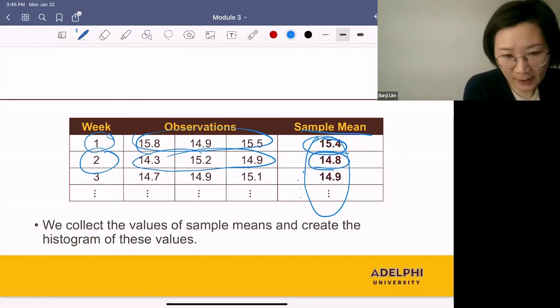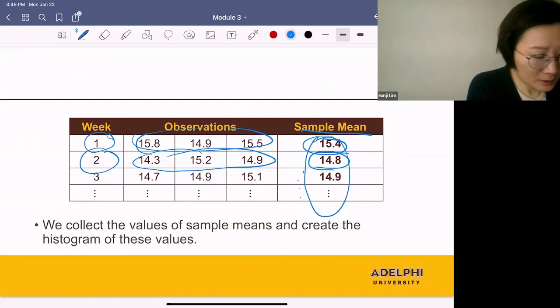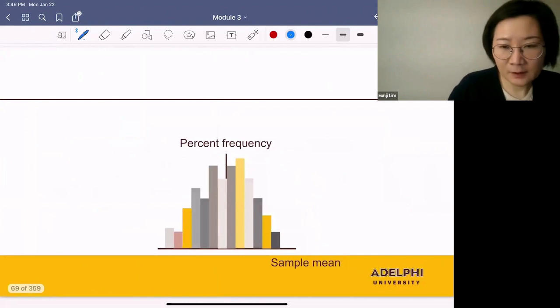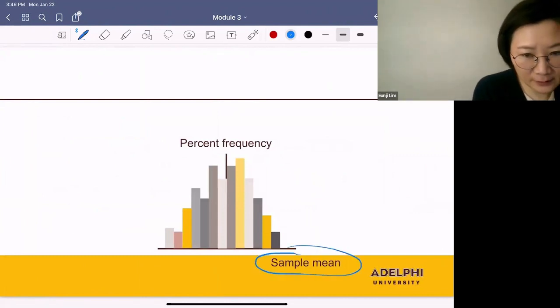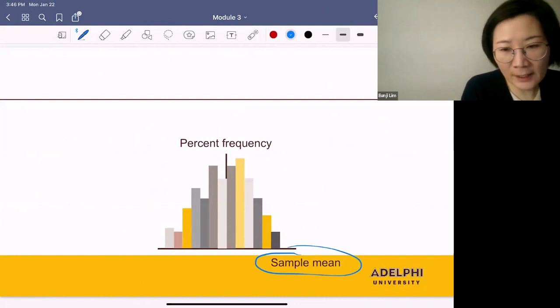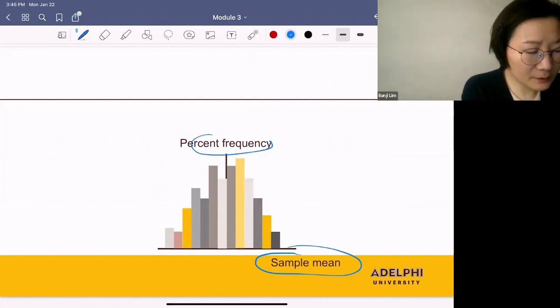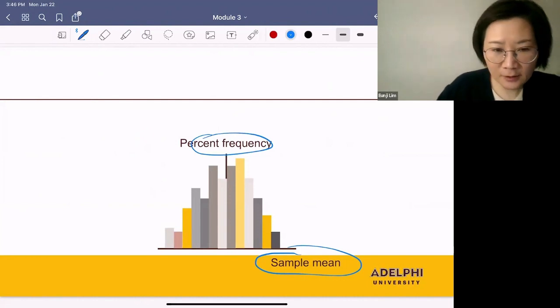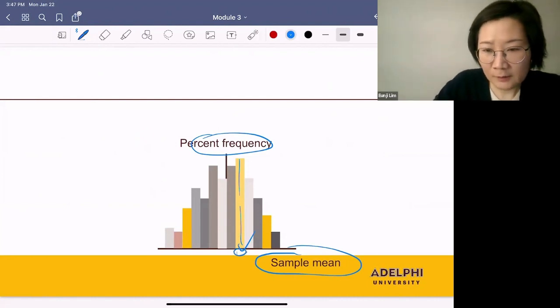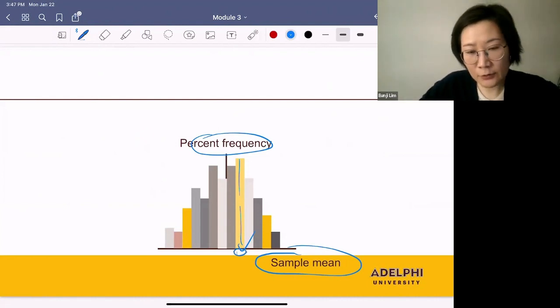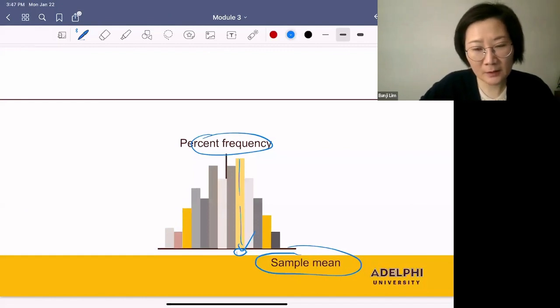And using those values, we can create a histogram. A histogram will look like this. On the x-axis, we have the range of all the possible values for the sample mean. And on the y-axis, we have the percent frequency. It tells us what percentage of values are within each range. And this shows you how the values of the sample mean are distributed.